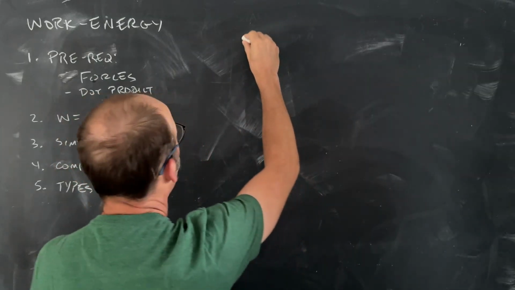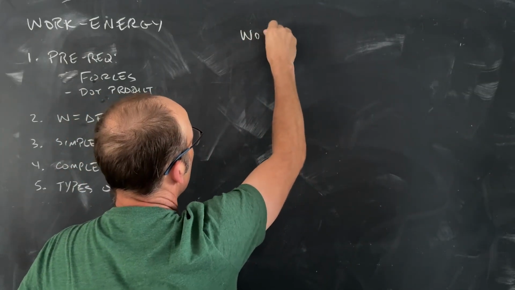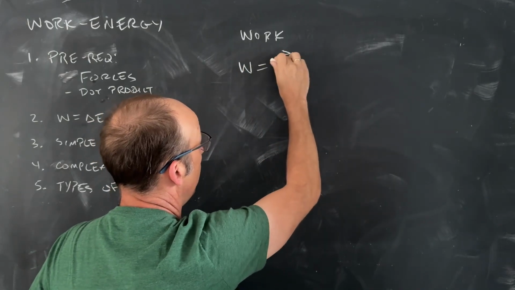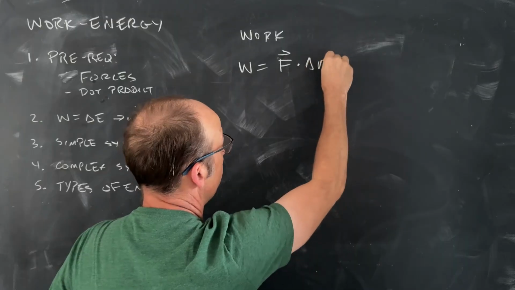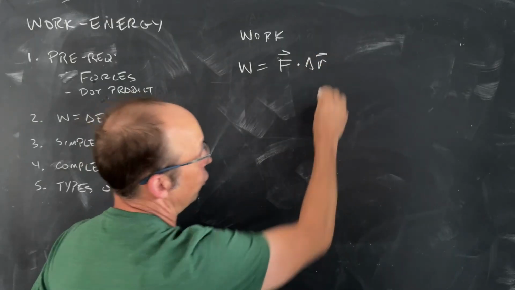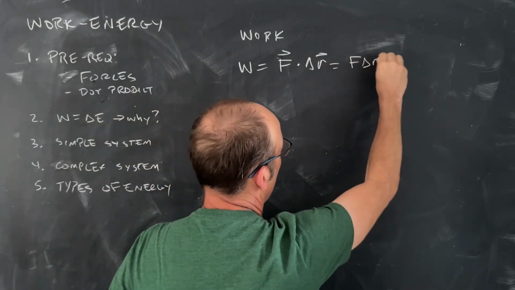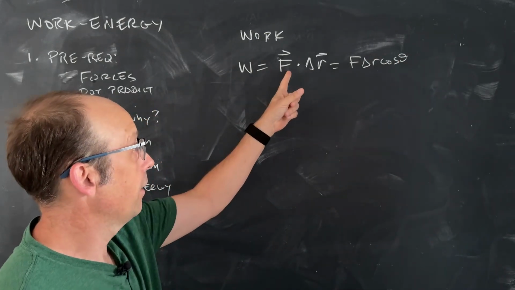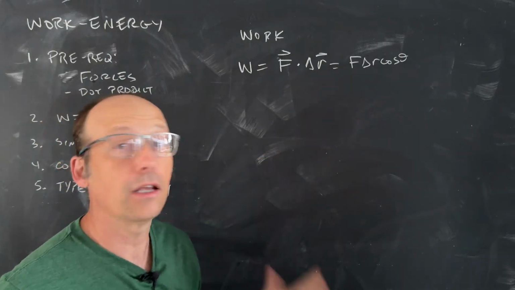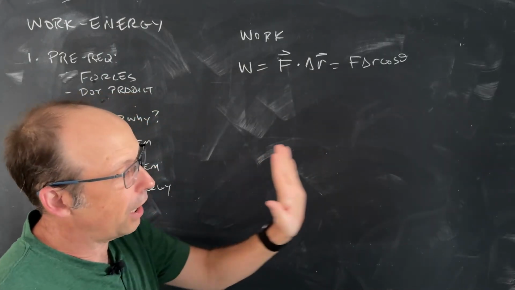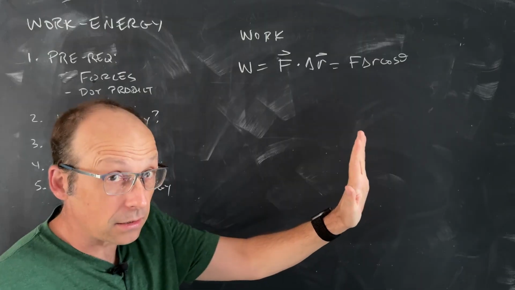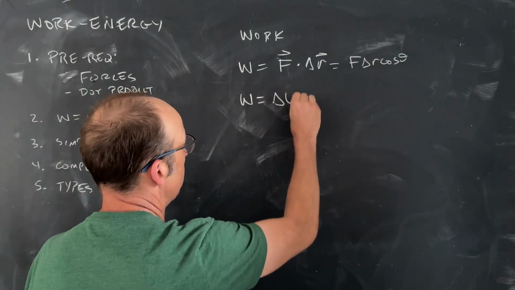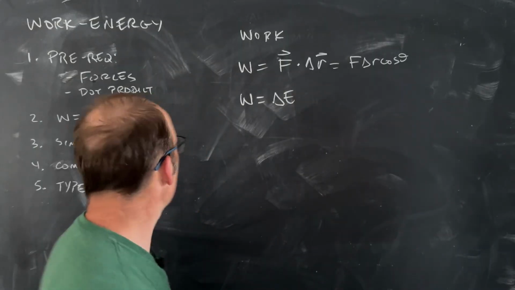So let me first define work. Work we define as W is the vector F, some applied force, dot a displacement delta R. And now you could write that as F delta R cosine theta. See, there's those two definitions of the dot product, right? I have the vector version and the non-vector version. Either one's fine. But if I push on an object over some distance, then I'm going to do work on that. And that work is the change in energy of the system. And we'll talk about the system in a second.